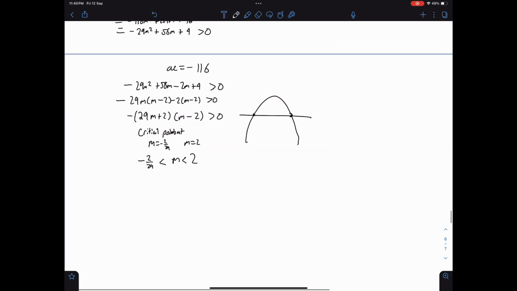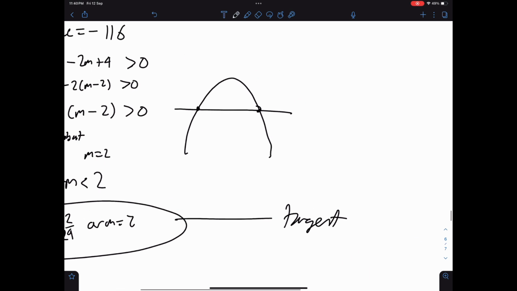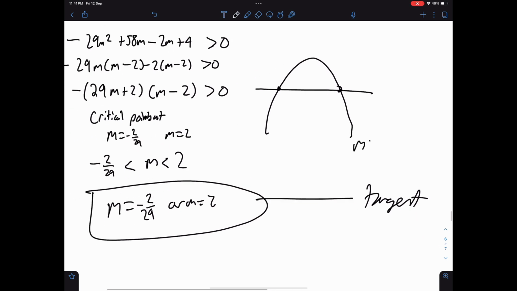Now, obviously, if it asks for the 2 values of m where it will be tangent, you would say m equals minus 2 over 29 or m equals 2. For tangent, I'll note. And if it asks for where there are no solutions, you'd go m greater than 2 and m less than negative 2 over 29 for that.